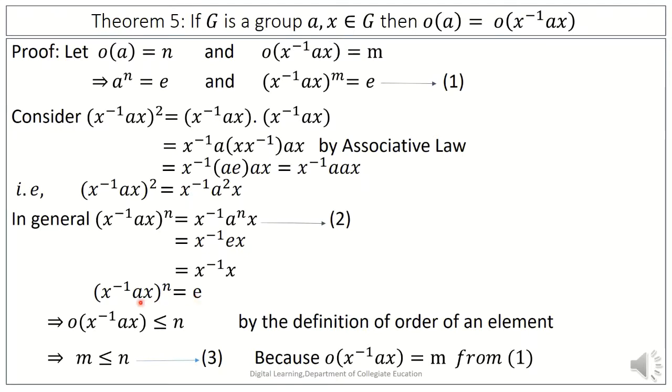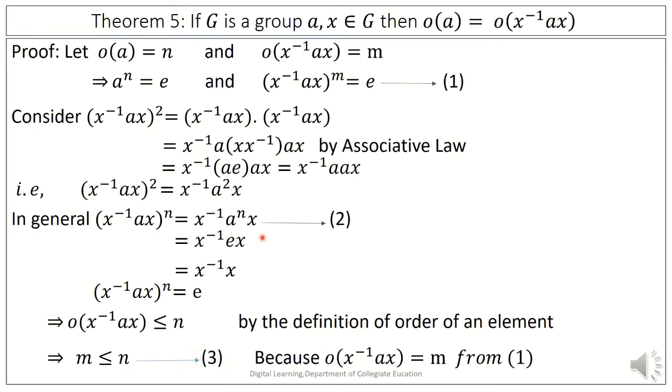So it implies x inverse into A into x to the power of n is equal to E. Again, by the definition of order of an element, we can write that the order of this one is less than or equal to n. Order of x inverse ax is less than or equal to n by the definition of order of an element. But the order of x inverse into A into x is m, isn't it? So m is less than or equal to n. Call this equation number 3.